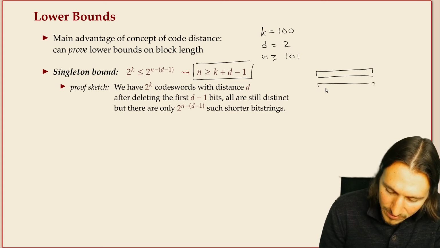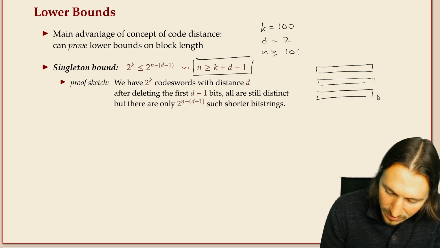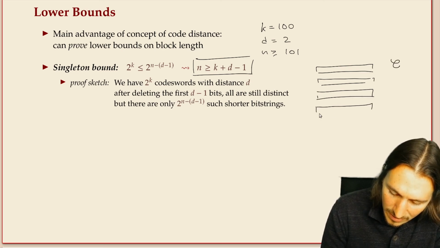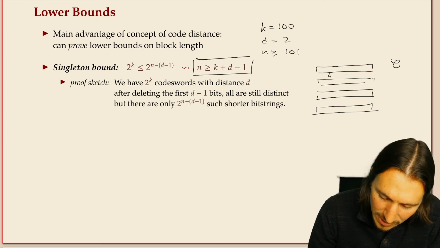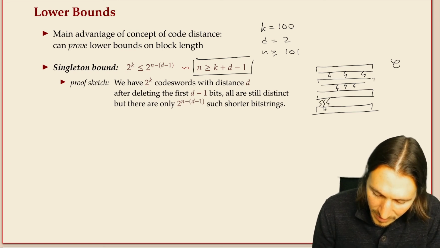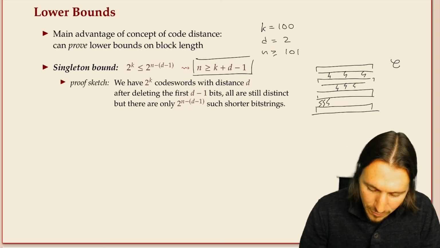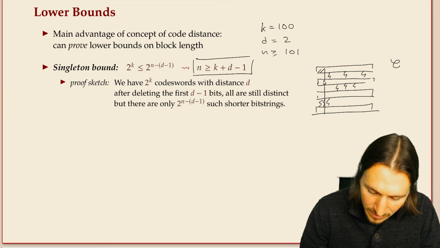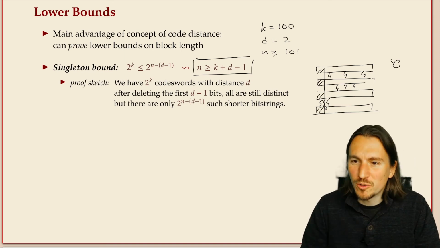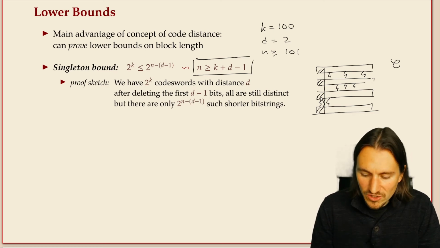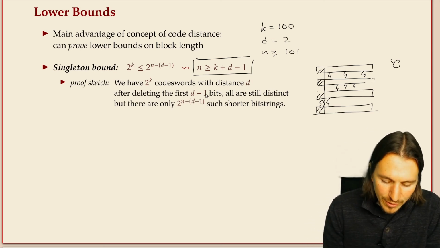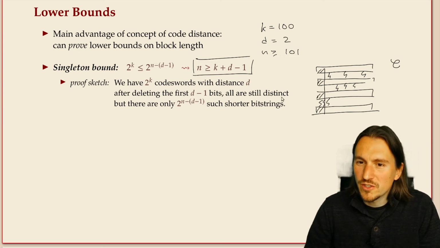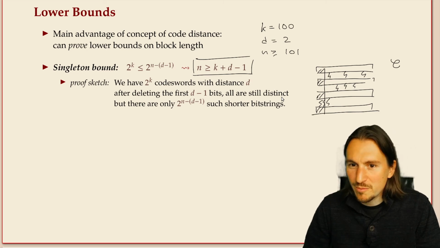Now, how can we prove this bound? Suppose we write all the 2 to the k code words underneath each other. So this is C. They all differ in at least d positions. So whenever I take 2, I can find d positions where they are different. But of course, these positions can be different between any pair. Now, what I'll do is I'll take away the first d minus 1 positions and just look at the remaining code words. Because I only take d minus 1 away, I still have at least one of the differences still in the remaining part. So even if I delete the first d minus 1 bits, the remaining code words are still all distinct. They might only differ in 1 bit, but they're all different.